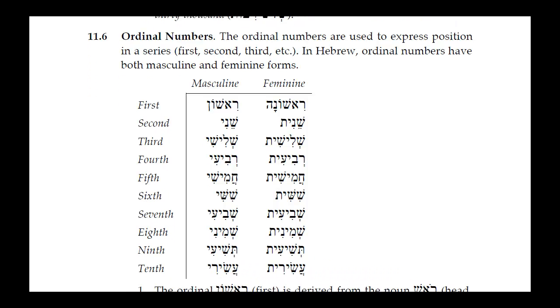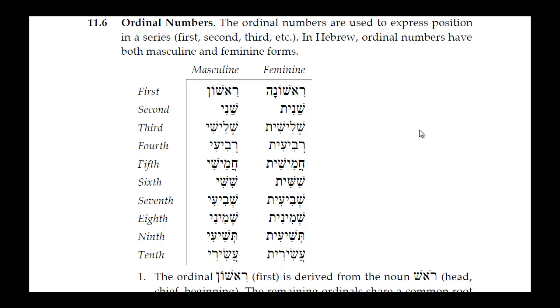Now let's get into the ordinal numbers. Ordinal numbers are used to express position in a series, like first, second, third. In Hebrew, ordinal numbers have both masculine and feminine forms. Rishon is first. We had the first day, Yom Rishon. Rishonah, of course, is the feminine. Sheni is second. Shlishi is third.